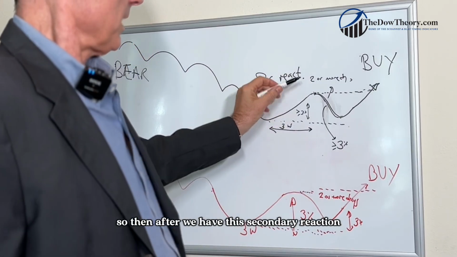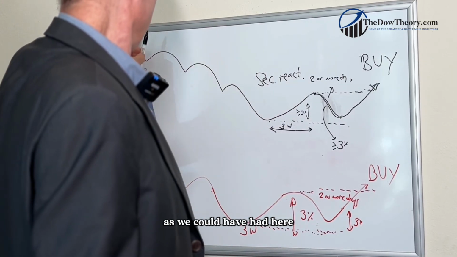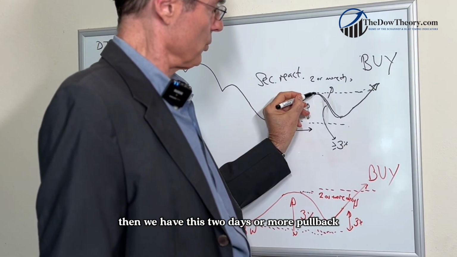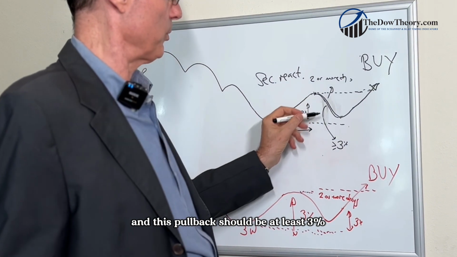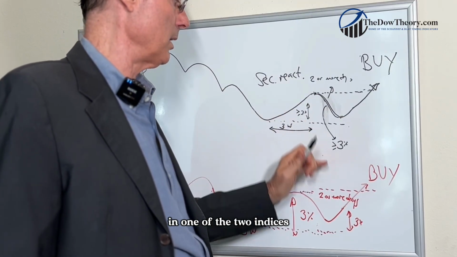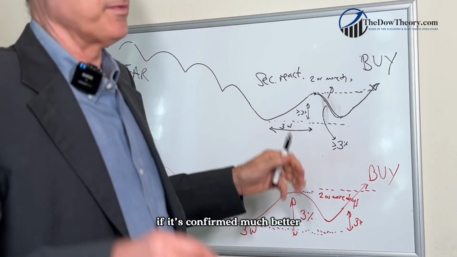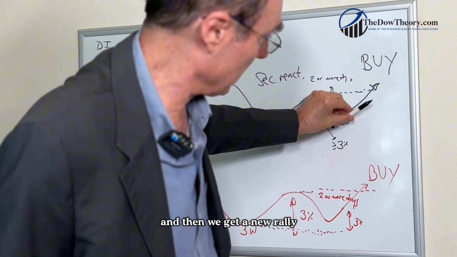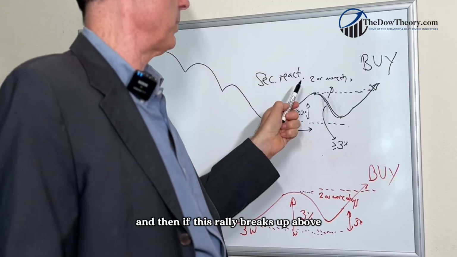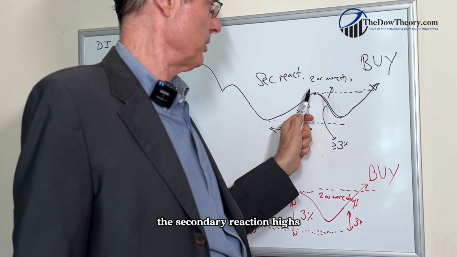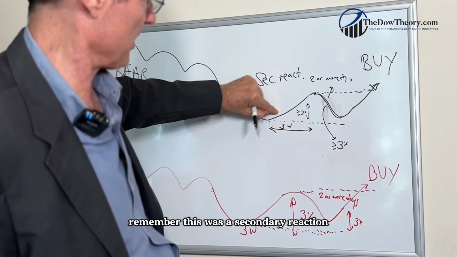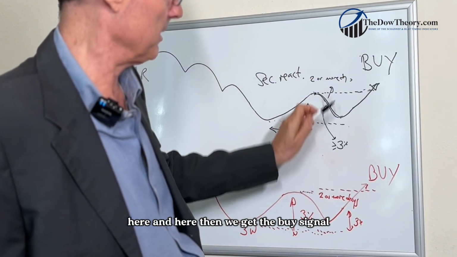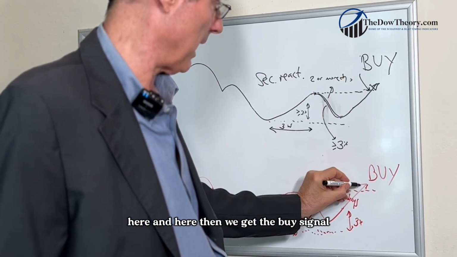So then, after we have this secondary reaction, as we could have had here, here, here, here, what happens next is vital. Then we have this 2 days or more pullback, and this pullback should be at least 3% in one of the two indices. If it's confirmed, much better, but we don't require 3% in both of them. And then we get a new rally, and if this rally breaks up above the secondary reaction highs, remember this was a secondary reaction, if it breaks above the secondary reaction highs, here and here, then we get the buy signal.